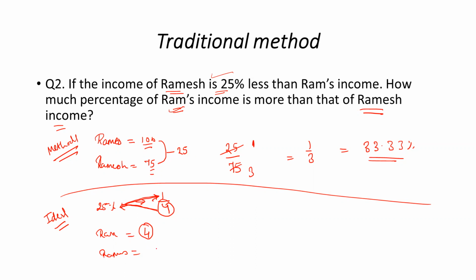So Ram's income will be 4 minus 1, that will be 3 units. Yes, Ram's income is 4 units, Ramesh's income is 3 units. So the difference is 1 unit upon the reference value of Ramesh. So 1 upon 3, that will be again 33.33%. Yes, this should be your ideal approach to solve the question. Are you getting my point?